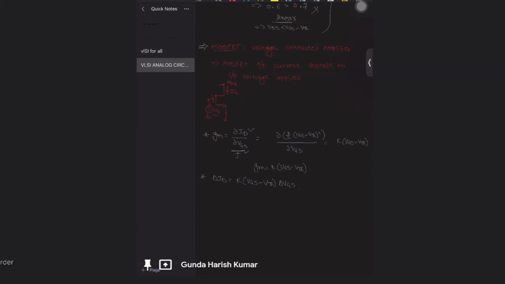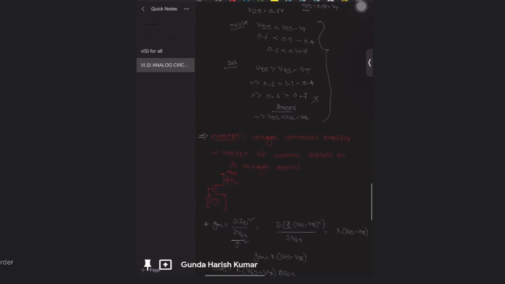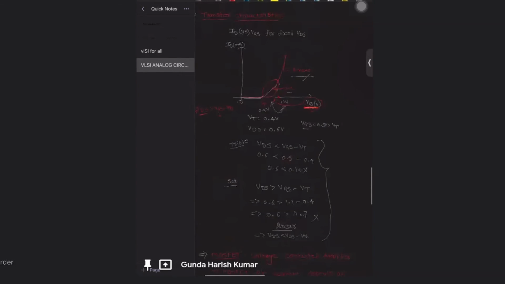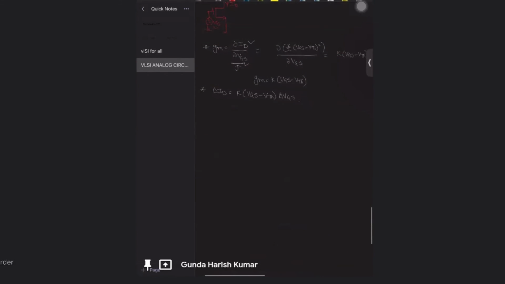So you remember this. Generally we will calculate GM in the saturation region only, because in the triode region it will be less. So GM will be lesser, and we need GM more for amplification. If for a small change there is a lot of change in the current, we will get high amplification. So GM in the saturation region is preferred over the triode region. Generally we operate MOSFETs in saturation for high gain, because more current means more gain. Now I'll discuss the small signal model.